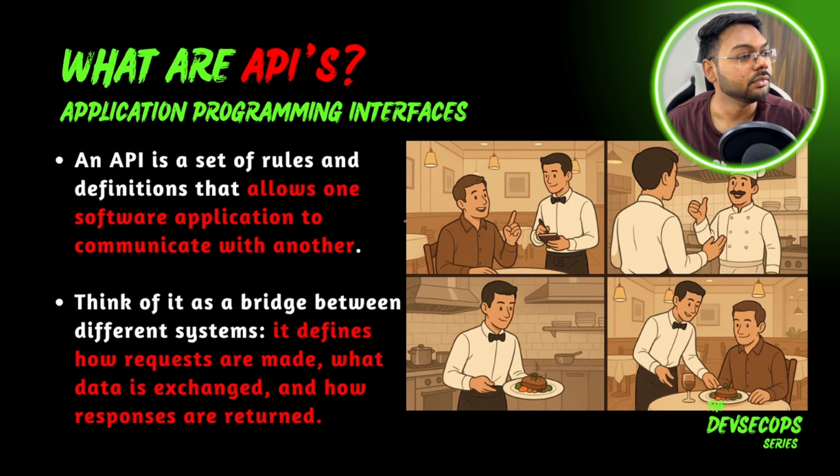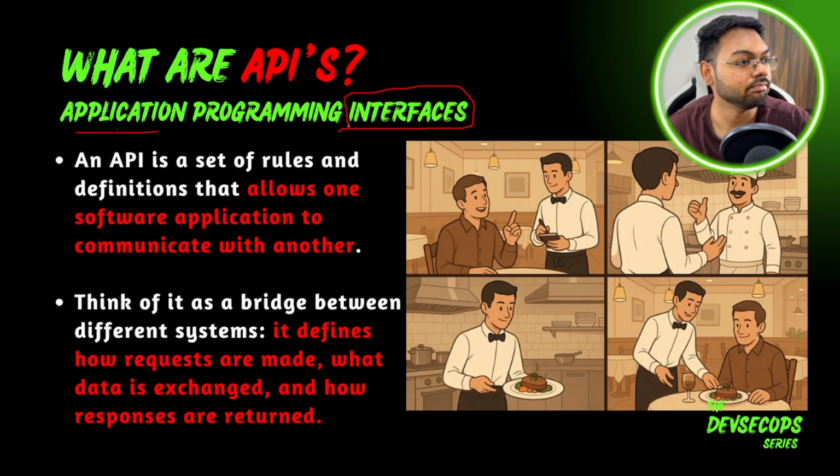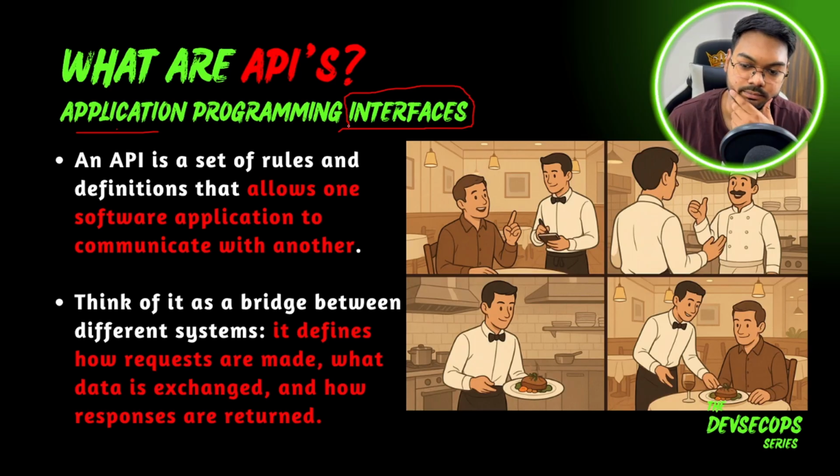Cool. So the very first thing regarding API: what is API? The full form stands for Application Programming Interface. So it's a kind of interface that we want to use or consume. Now, what is it used for? Let's consider a multi-tier application: front end, back end, and database. So these are three components.